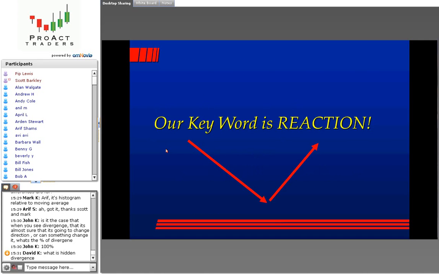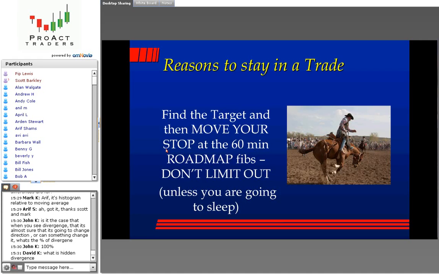All right? So the reasons to stay in a trade are find the target and then move your stop at the 60-minute roadmap fibs. Don't limit out unless you're going to go to sleep. That's the only time you need to do that, or you break out of a trend. All right? If you're going to go to sleep, you might move your stop, or put a trailing stop on, or just say, you know what, I'm happy with the 900 pips I got. I'm going to click it out, and I'm going to bed.